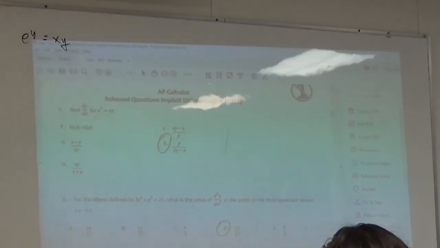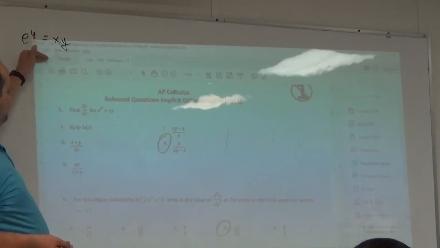e to the y equals x times y. Implicit or explicit? Implicit. Explicit is like calculator ready, right? Like y equals f of x, type it into the calculator. So explicit or implicit? Implicit. We've got everything mixed in together.